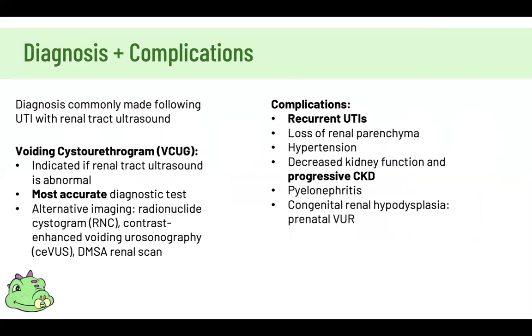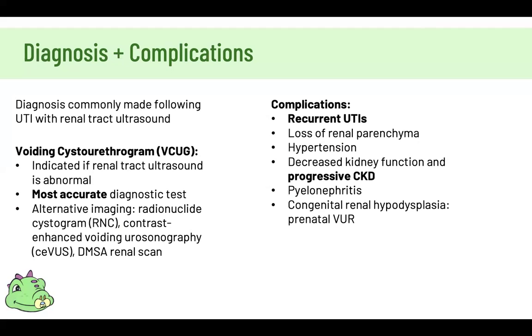So the diagnosis of VUR, essentially the main way that this is diagnosed will be following a UTI, and you get an abnormal renal tract ultrasound, and as a result, the child will go on to have a Vesico-ureteric cystourethrogram. So that's pretty much only indicated if the renal tract ultrasound is abnormal. This is the most accurate diagnostic test by far. So this is what most kids will get to diagnose VUR.